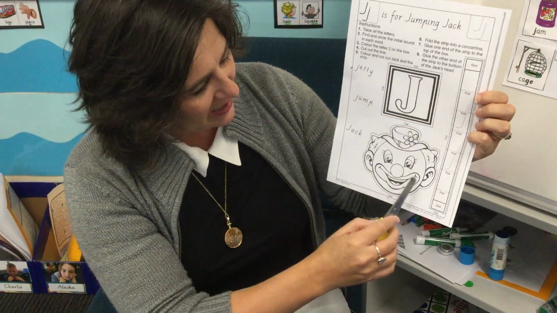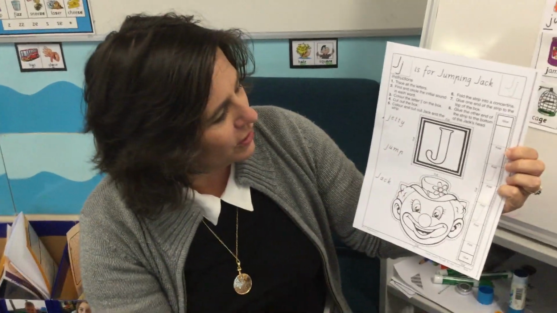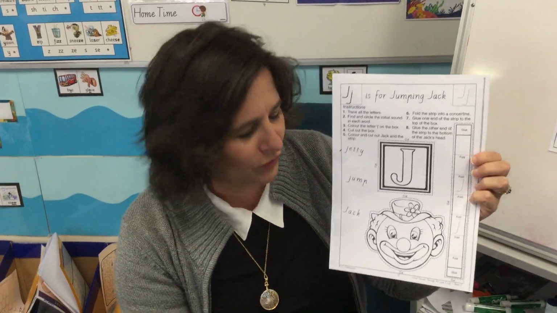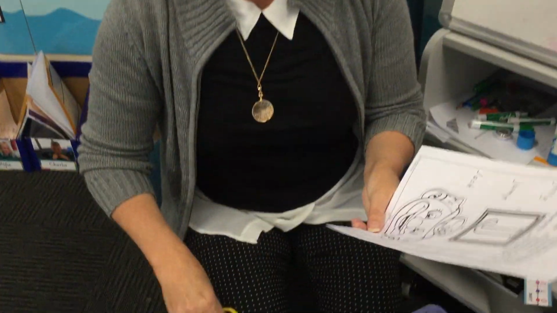Now, a jumping jack is like a pop in the box, isn't it, Mrs. Mac? Yeah. So we're going to make our own. Now, you can colour all of this and make it colourful and make it look beautiful, and try as hard as you can to colour in the lines, because that's really good for your writing if you do really good colouring. And then you have to cut all of these out.